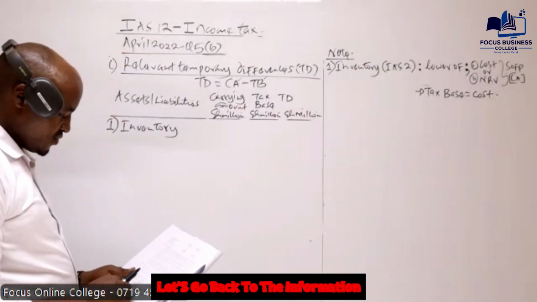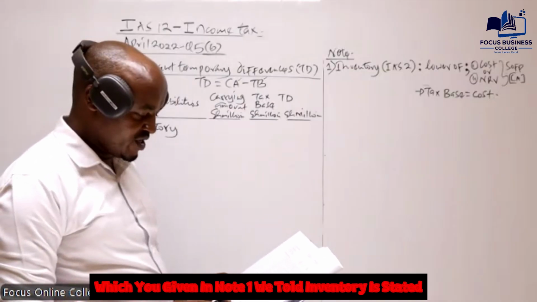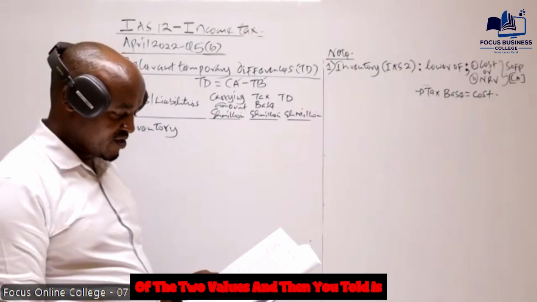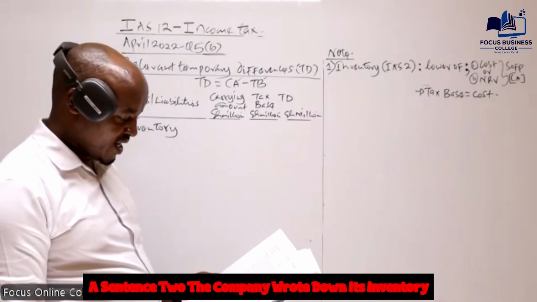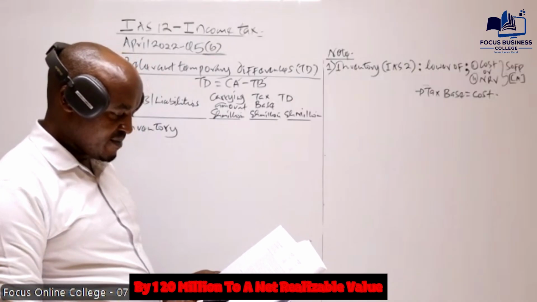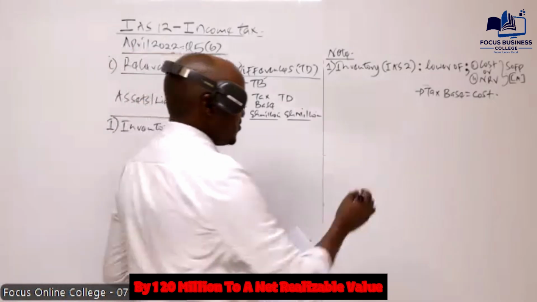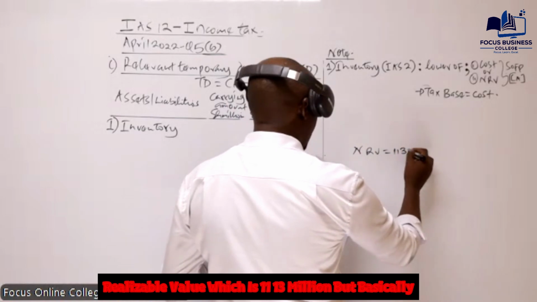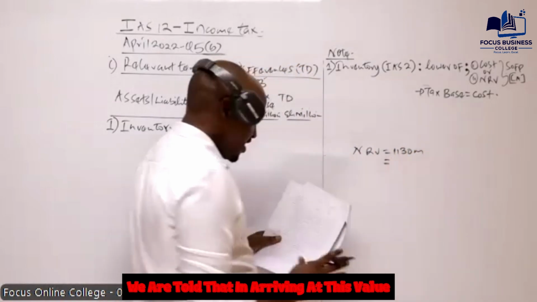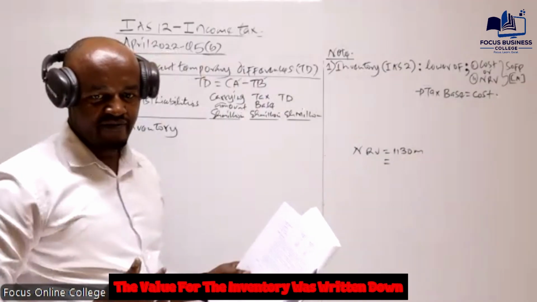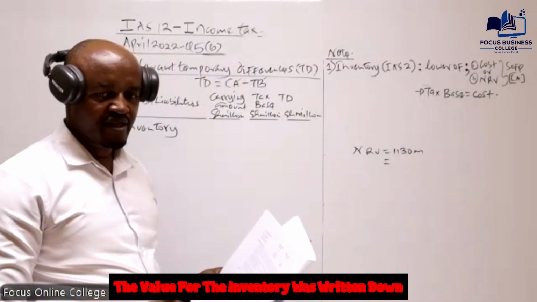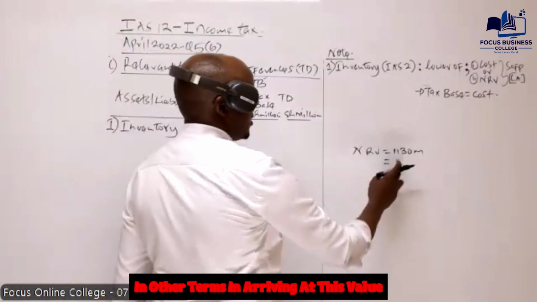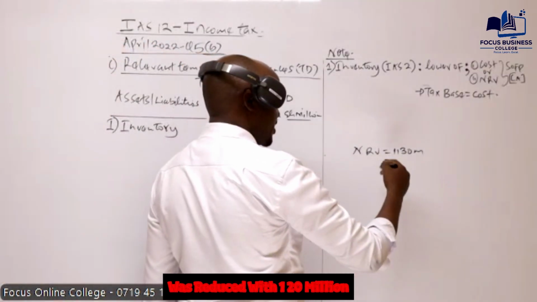Now, let's go back to the information given in note 1. We are told the inventory is stated in the statement of financial position at the lower of the two values. And then in sentence 2, the company wrote down its inventory by 120 million to a net realizable value. So we are given the net realizable value, which is 1130 million. But basically, in arriving at this value, the value for the inventory was written down. In other terms, it was reduced by 120 million.